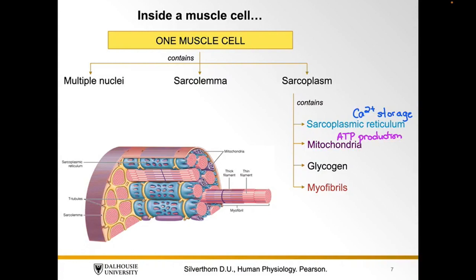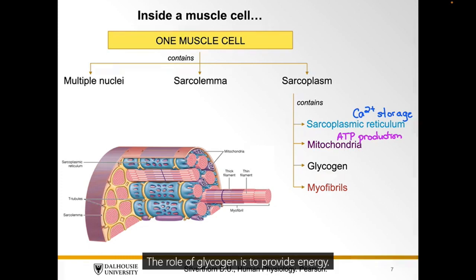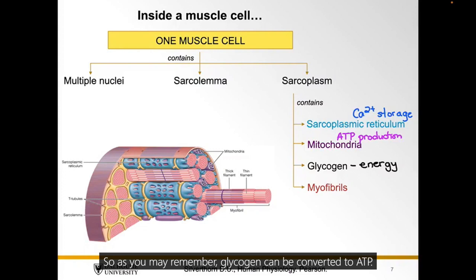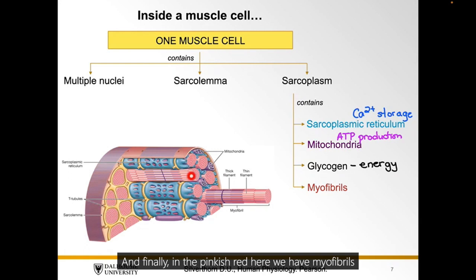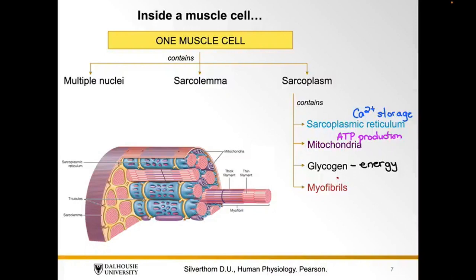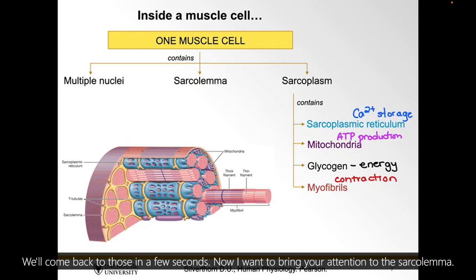We don't see it on the cartoon, but muscle cells also have a lot of glycogen. The role of glycogen is to provide energy. So as you may remember, glycogen can be converted to ATP. And finally, in the pinkish red here, we have myofibrils. And myofibrils are responsible for the contraction of skeletal muscle. We'll come back to those in a few seconds.